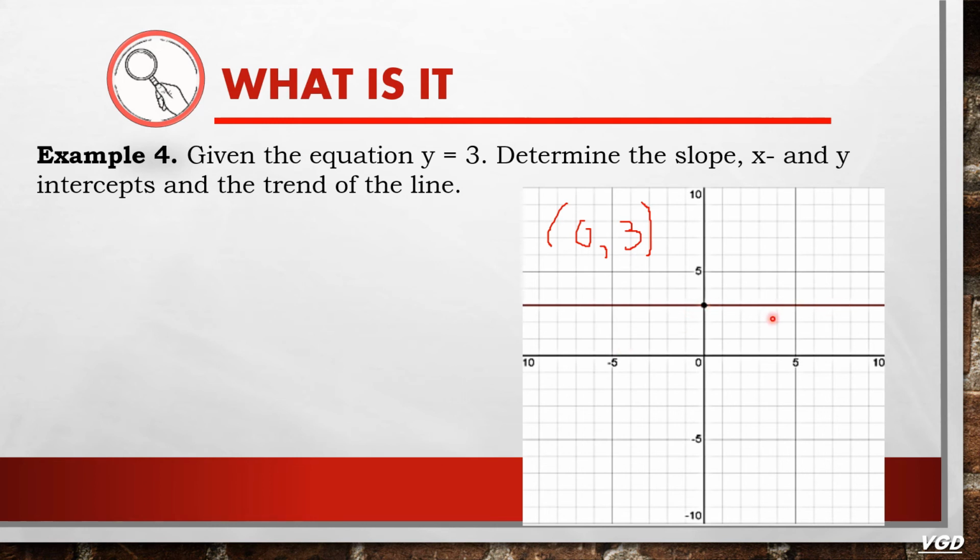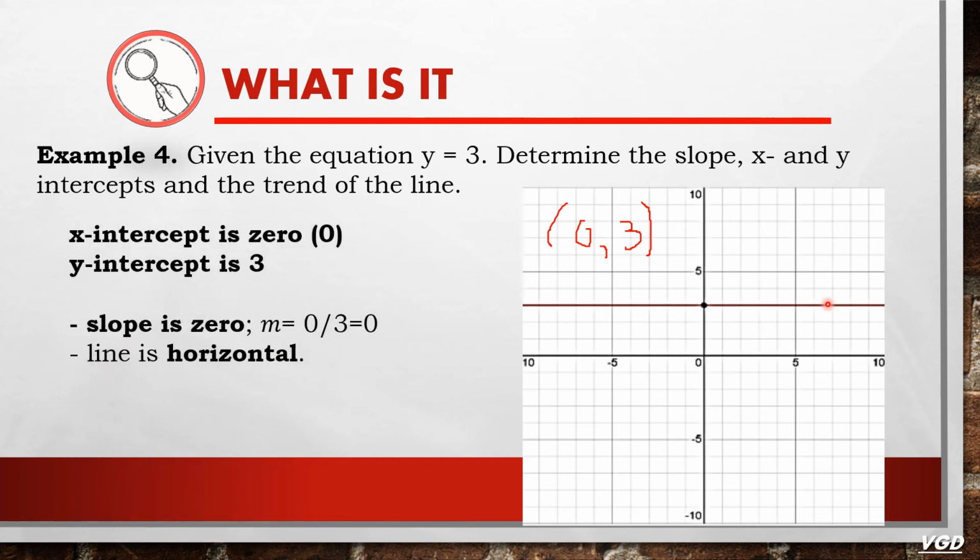And since it is horizontal, whichever point we take on this line, the y-intercept will still be the same. Therefore, our x-intercept is 0 and the y-intercept is 3.